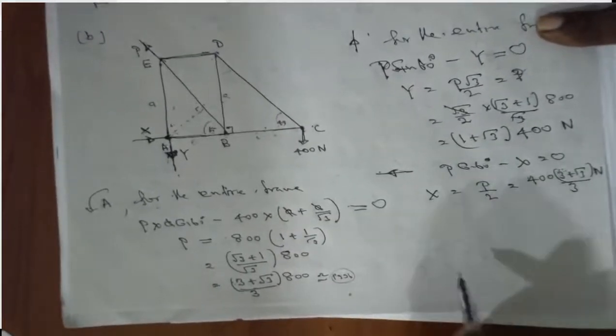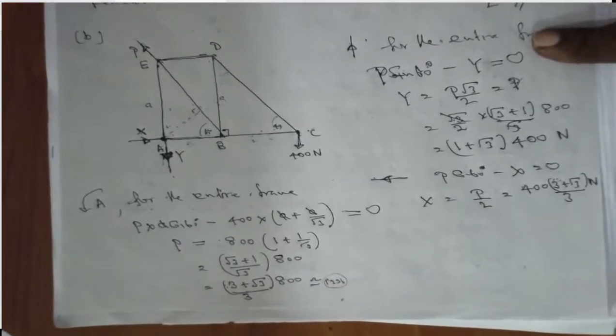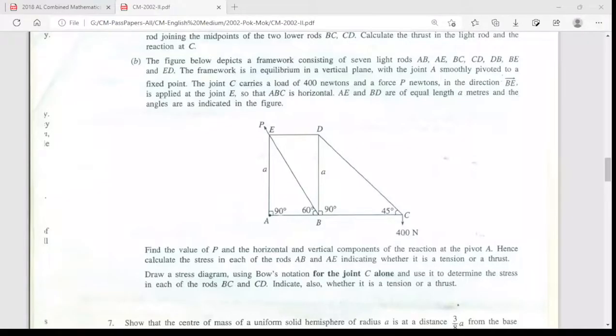Now you got both x, y and p. So what is the reaction at A? X squared plus y squared, whole thing square root, right? That is the magnitude of the reaction. But they ask only the vertical and horizontal components of the reaction at A, right? So that is x and y. Now we found x and y.